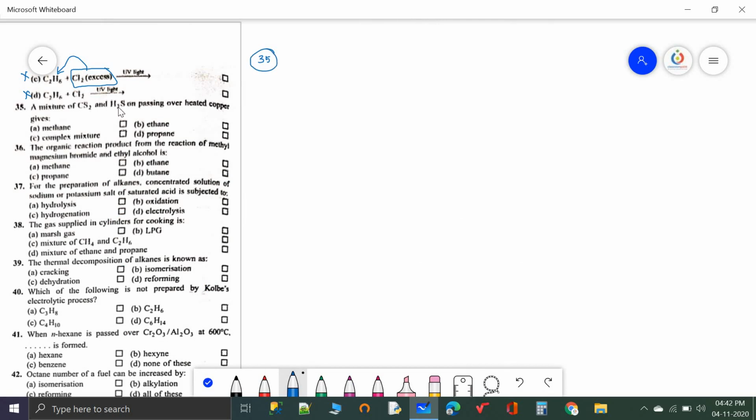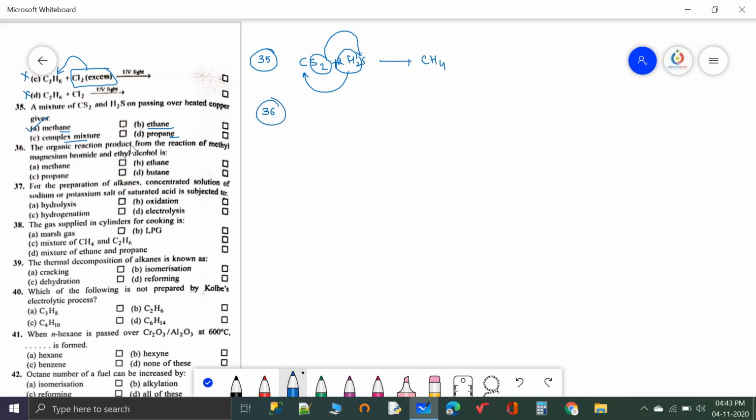A mixture of CS2 and H2S on passing over heated copper gives. It's a simple reaction, not much chemistry is required. Just balance the reaction, because based on these particular products, you see ethane, propane, complex mixture, methane is there. CS2 has only one carbon. So this sulfur combines with this sulfur, and these 4 hydrogens combine with the carbon, giving methane. So option A is correct.